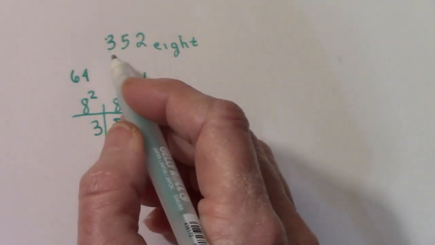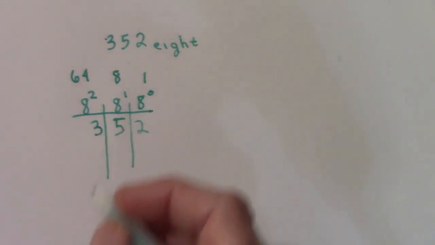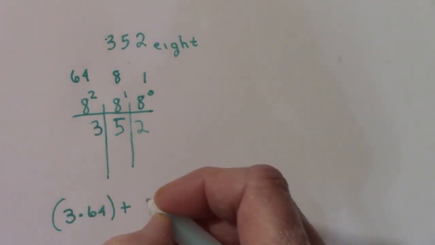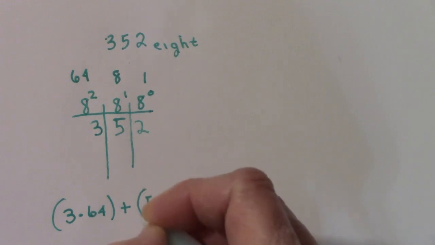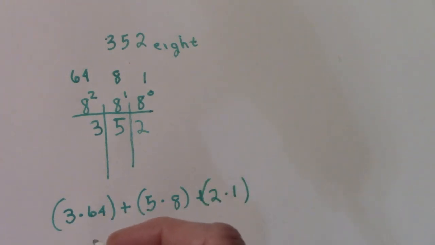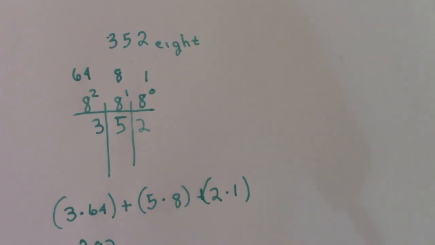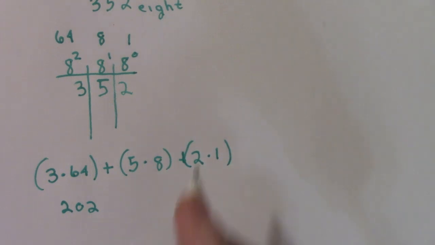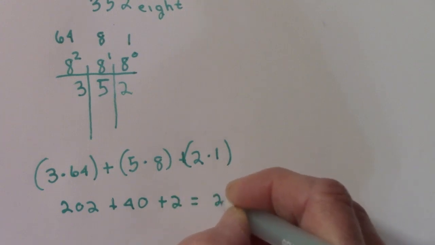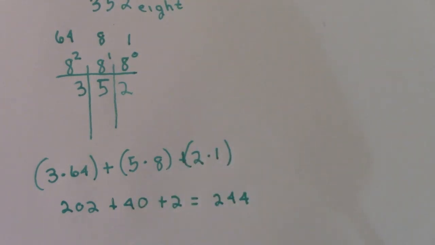So converting 352 base 8 to base 10, we're going to have 3 times 64, because we have 3 in the 64 column, plus 5 times 8, because we have 5 in the 8 column, plus 2 in the ones column. So we have 64 times 3, which is 192, plus 40 plus 2, which gives us 234 in base 10. Now base 10 is the normal number, so we don't write it. So when we don't write a base, then it's just understood to be base 10.